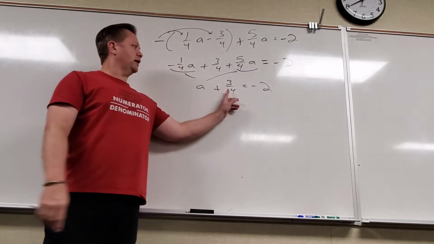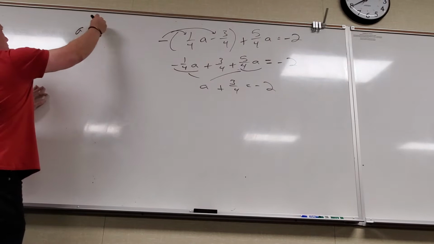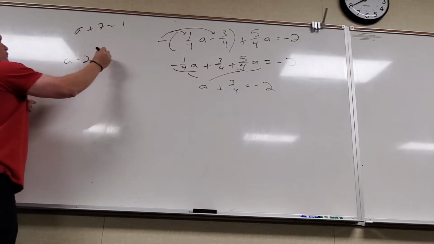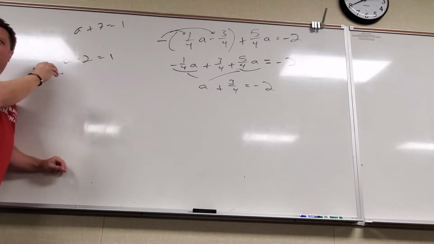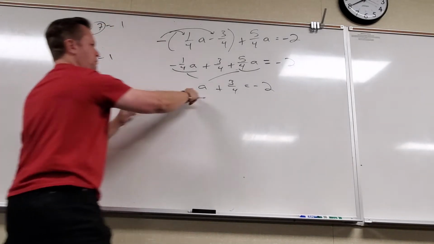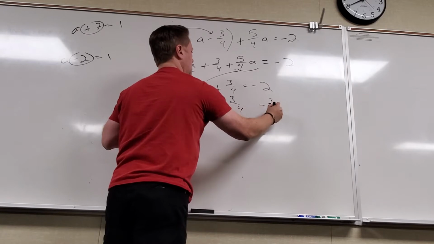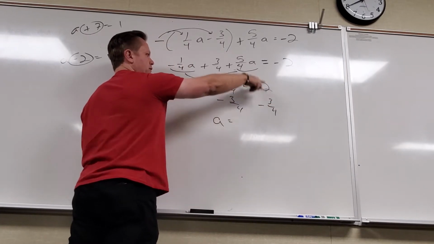So it doesn't matter what this is. What would the next step be? A plus 7 equals 1. What's the next step? What if it was A minus 2 equals 1? What's the next step? Add 2. Right. You see, so whatever this is, I'm going to undo it. A plus something equals negative 2. I'm going to subtract that something, so then my A is by itself. I know what A is now once I put those together.